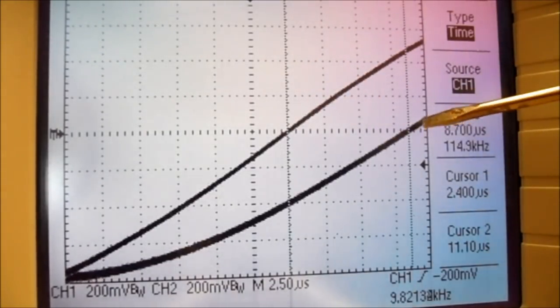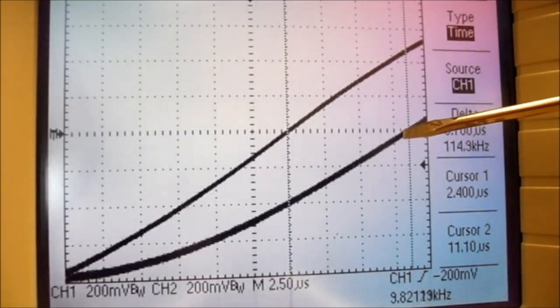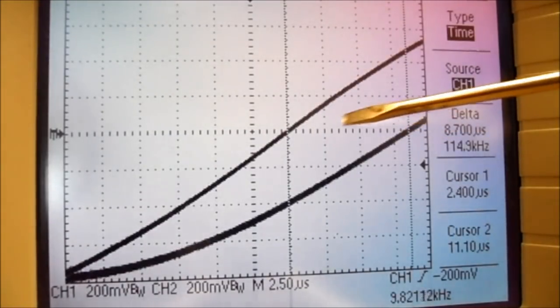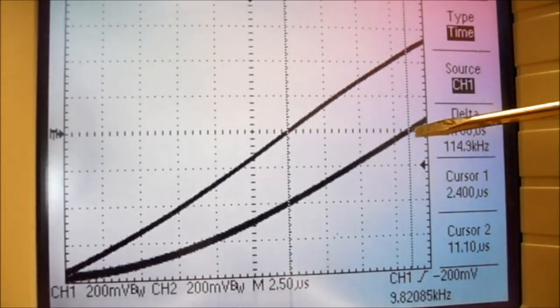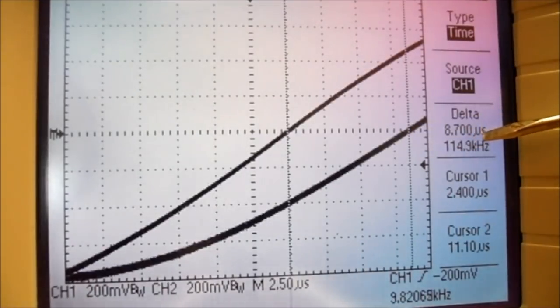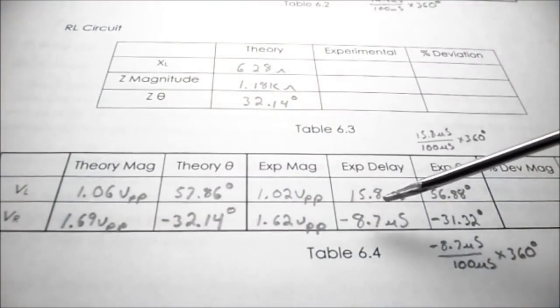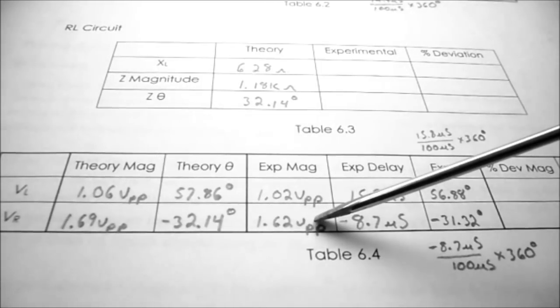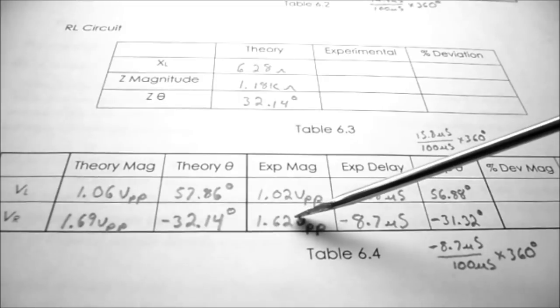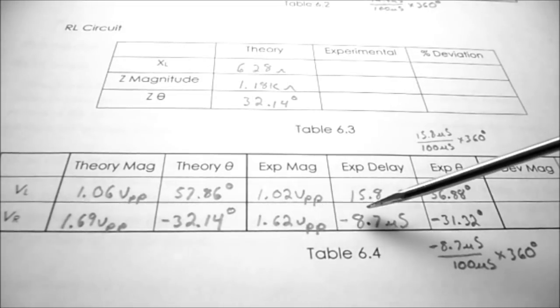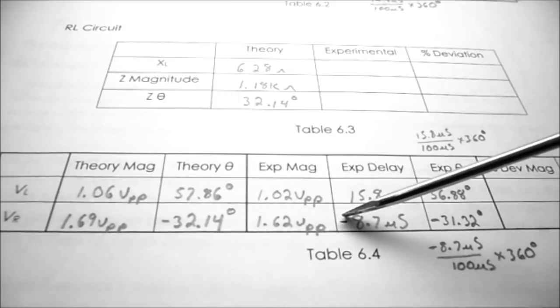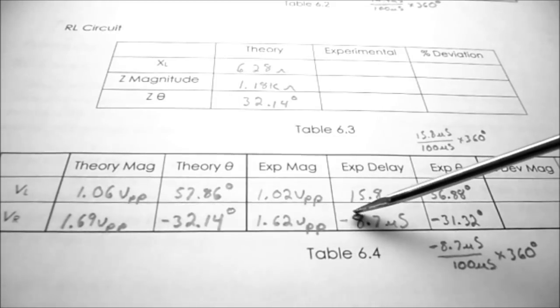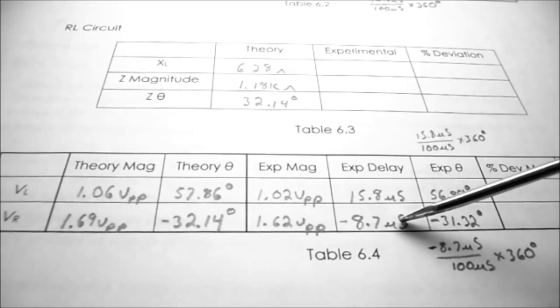And sometimes you have to kind of judge where the center of a thick line is. So you try and get as close as possible to the center of the thicker lines where it crosses the 0 line. And here you can see I've got a delta of 8.7 microseconds. So under table 6.4, I've recorded my experimental magnitude for VR as 1.62 volts peak to peak. My experimental delay was minus, remember it was lagging, so it's minus 8.7 microseconds.